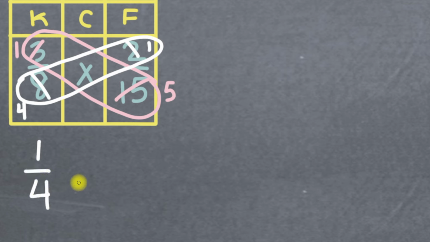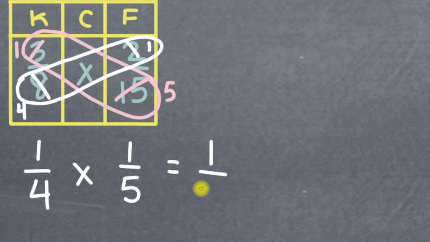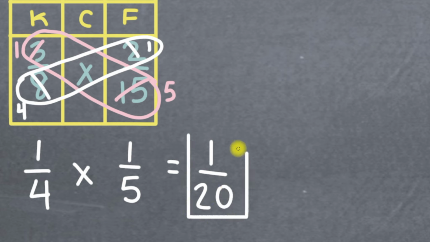Then I'll write my multiplication symbol, and I'll do the same thing for my second fraction. The top here is 1, the bottom here is 5, so I'll rewrite this as the fraction 1 over 5. Now all I have to do is multiply straight across. 1 times 1 equals 1. And 4 times 5 equals 20. So my final answer is 1 over 20.